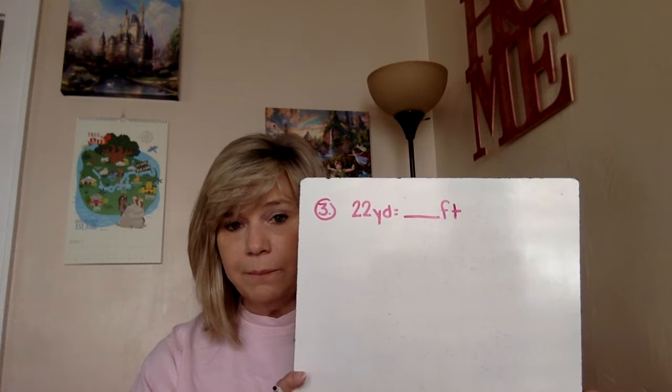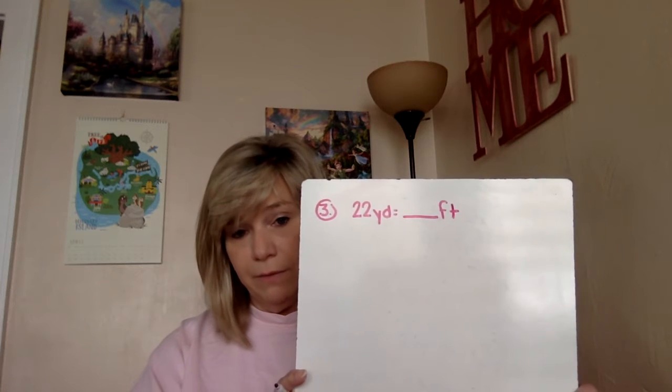So you should be writing on your paper. I'm going to write on my paper. The first thing I'm going to write is my problem. That's important to do. So number 3 says 22 yards equals how many feet? And that's what that blank is there for. So I've written this on my paper. Okay? 22 yards equals how many feet?